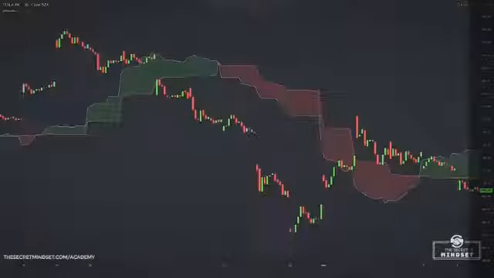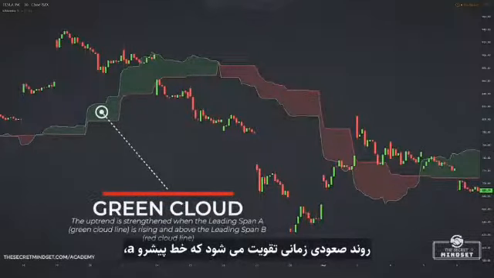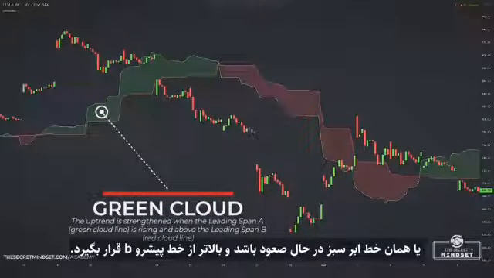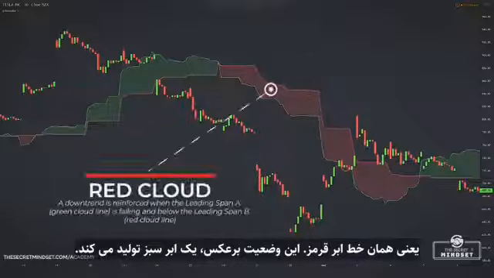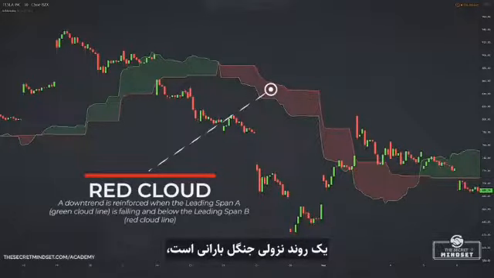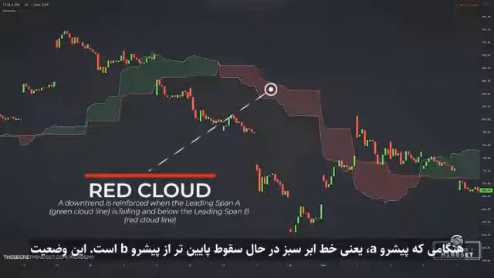An uptrend is indicated when the leading span A, the green cloud line, is rising and above the leading span B, the red cloud line. This situation produces a green cloud. Conversely, a downtrend is reinforced when the leading span A, the green cloud line, is falling and below the leading span B. This situation produces a red cloud.